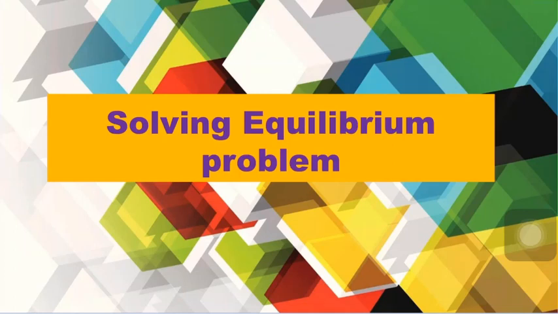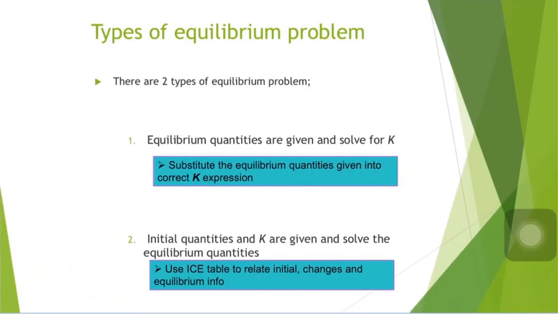Let's move to the mathematical part of this topic, equilibrium, which is solving the equilibrium problem. So there are several types of the equilibrium problem that we'll get in the question. The first one is when the equilibrium quantities are given and we have to calculate our K. And the second type is when the initial quantities and the K are given and we have to calculate or determine the equilibrium quantities, or the amount of the reactants and product at the equilibrium state.